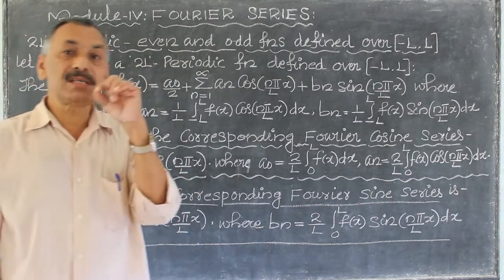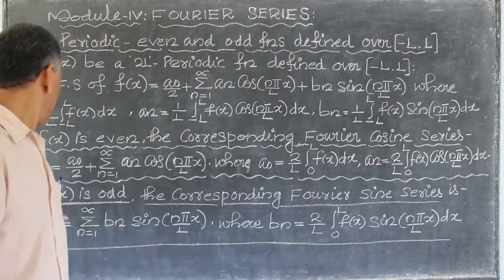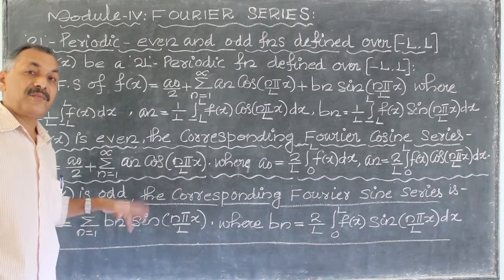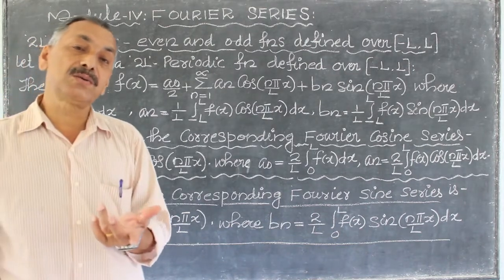Similarly, let f of x be an odd function. Then if f(x) is odd, it means f of minus x is equal to minus f of x.